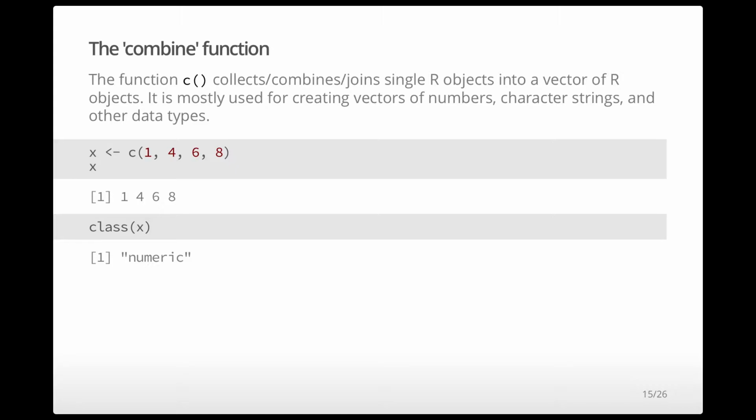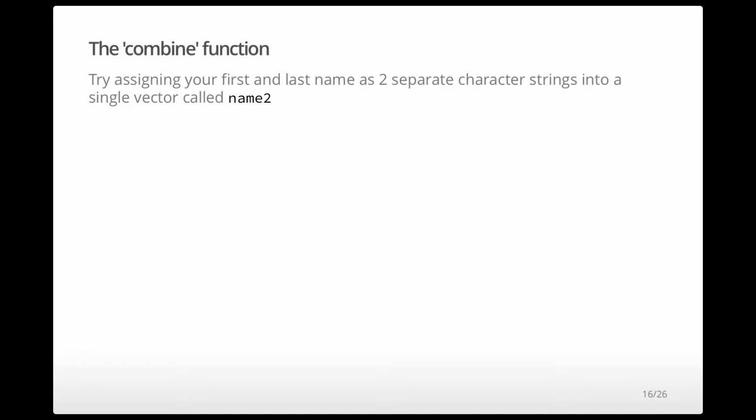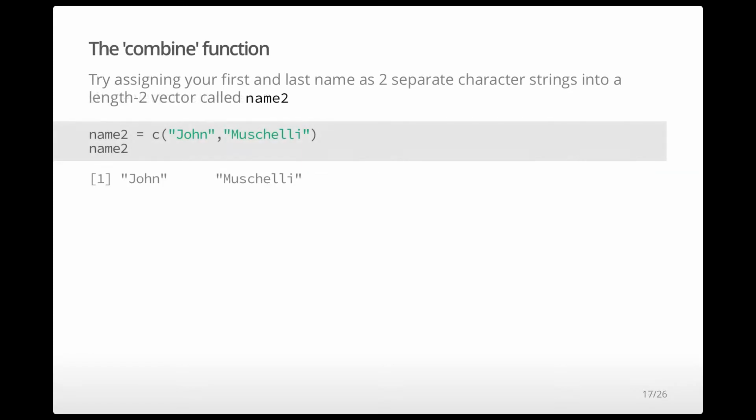So the c function, you'll use that all the time. Okay? c is important. c is useful. Luckily, it's very short, right? Just c. But it collects things together. So I'm going to assign my first and last name as 2 separate character strings into a single vector called name2. We're going to use the c to collect things together. We're going to separate things by commas, and we're going to put quotes around things because they're characters. So name2 is equal to, we're going to collect John and Michelle. And now this is a vector of length 2, or a 2-length vector.